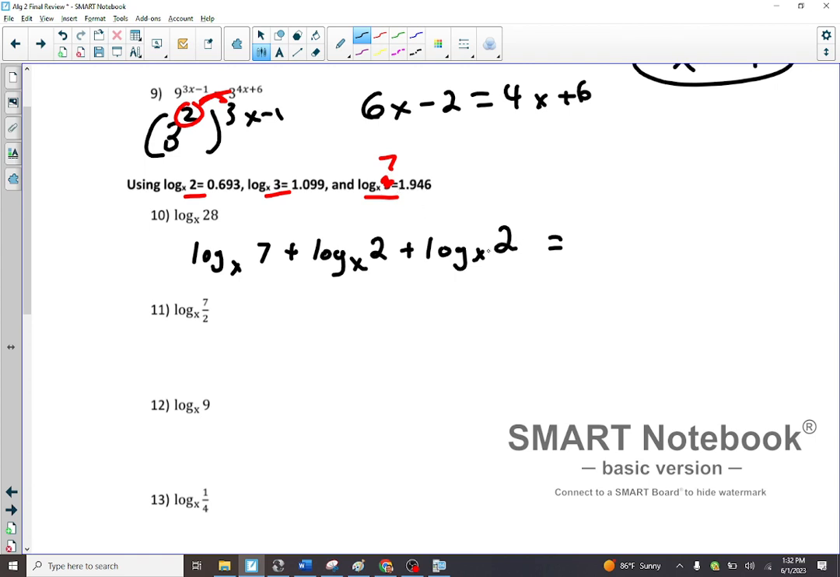I thought it was log base 2. It's not base 2. This is log base x, all of them. So then, because it's 7, 2, 2, I know the values of 7 and 2 and 2. So 1.946 plus 0.693 plus 0.693. So you literally take your calculator and just type that in.